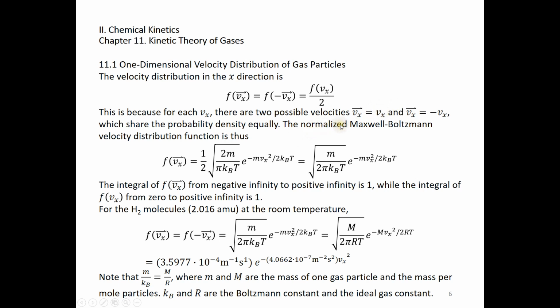Now we have the normalized Maxwell-Boltzmann velocity distribution function. This is also called a probability density function. Same thing, different names. Distribution function, probability density function, they are the same. Now this is equal to just 1/2 of the probability density of the speed. That's why you have this 2 on the bottom versus this 2 on the top.